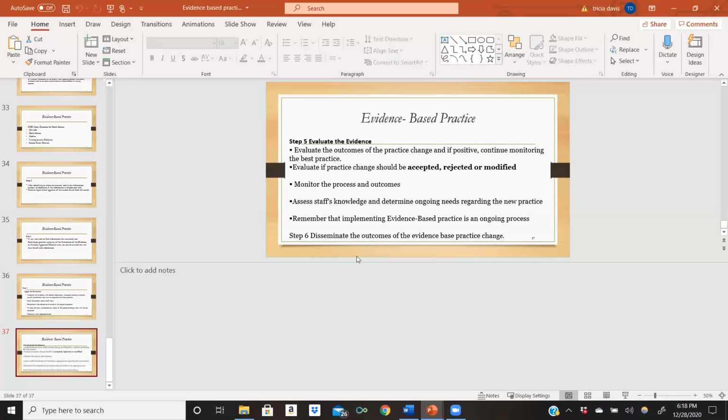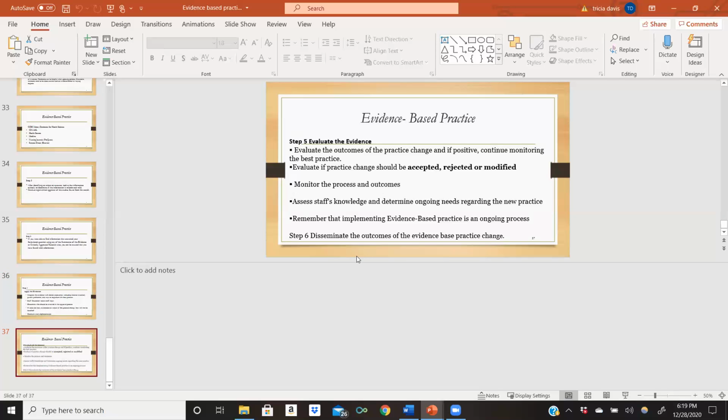And then step 5, we want to evaluate the evidence. So we want to evaluate the practice decision or the change. This step is very important because this is going to tell us if the change is effective for a particular patient or setting and if the expected outcomes resulted from the change. So we want to evaluate the outcomes of the practice, and if it's positive, we want to continue monitoring the best practice. We want to evaluate if the practice change should be accepted, rejected, or modified.